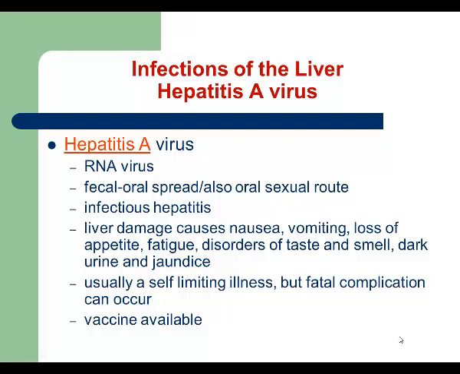Since it's a viral infection, there is no specific treatment, and usually most of the patients will recover within 1 or 2 months from infectious hepatitis, and some patients might develop complications, but usually hepatitis A is a very benign type of hepatitis that doesn't produce too many complications. Vaccine is available today.